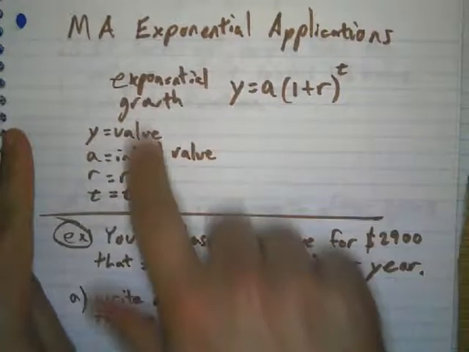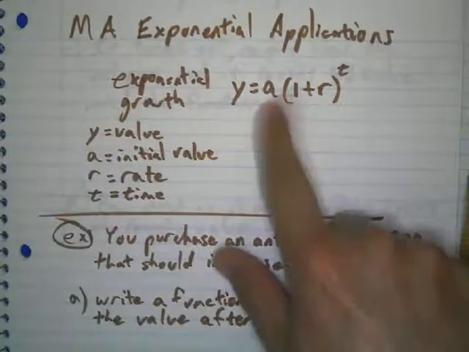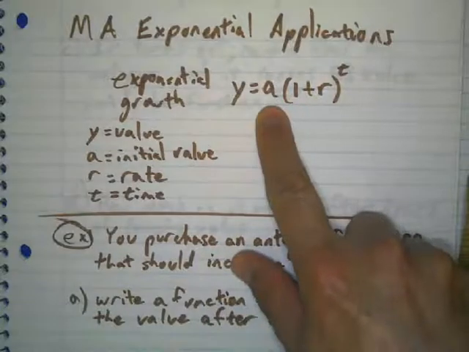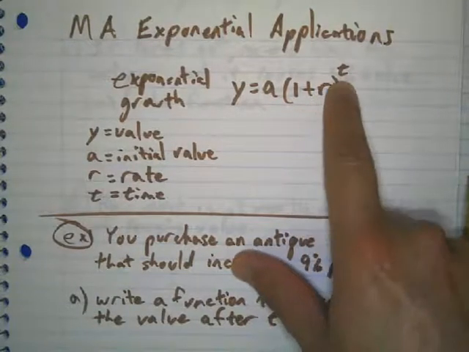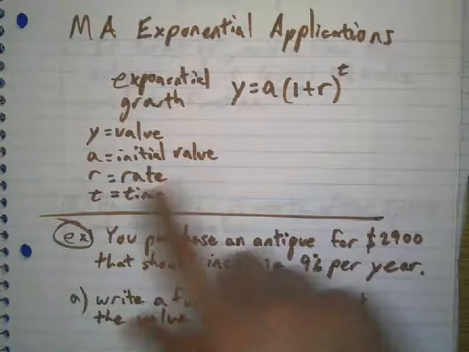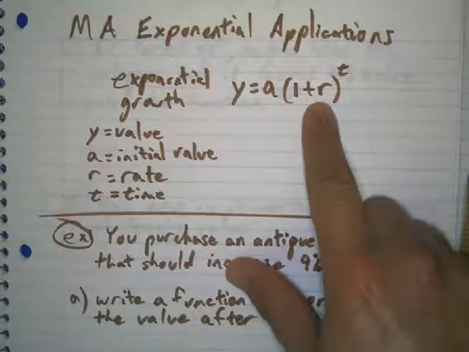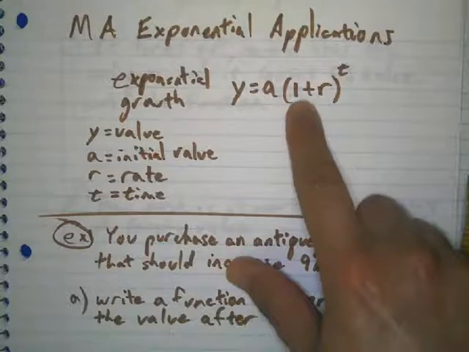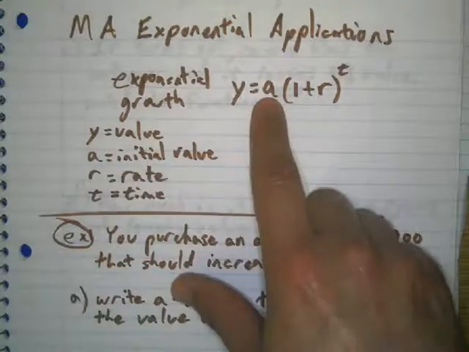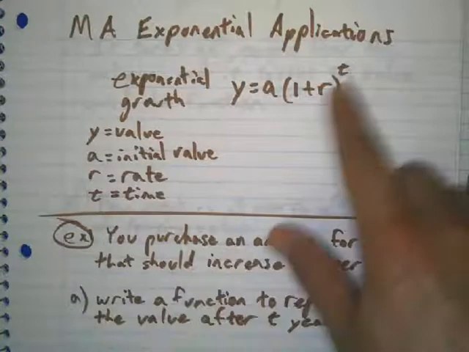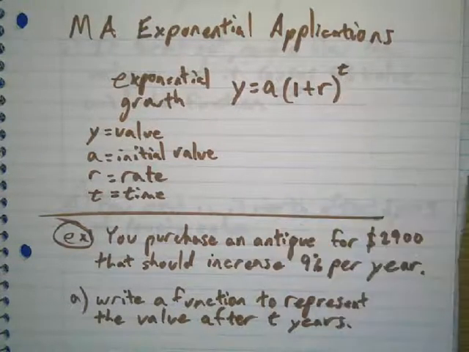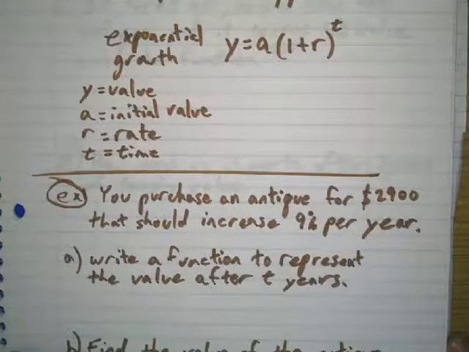So when I'm doing exponential growth, we're going to be using this equation here, where y equals a times 1 plus r to the power of t. Now r is my rate of growth, okay? And y is equal to the value it's going to be, a is its initial value, and t is the time that we've got. So let's look at this example here.